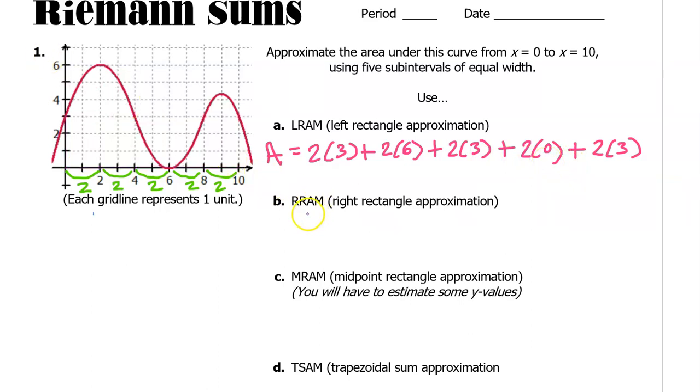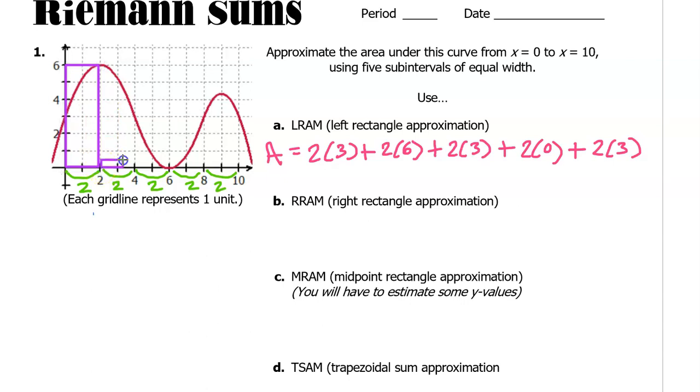The second method is almost the same. This is RRAM, right rectangle approximation method, and you can probably guess what I'm going to do. So I'm still making rectangles, but because it is the right rectangle approximation, this time I'm focusing on the right edge of the rectangle, and it is the right side of the rectangle that will touch the function.